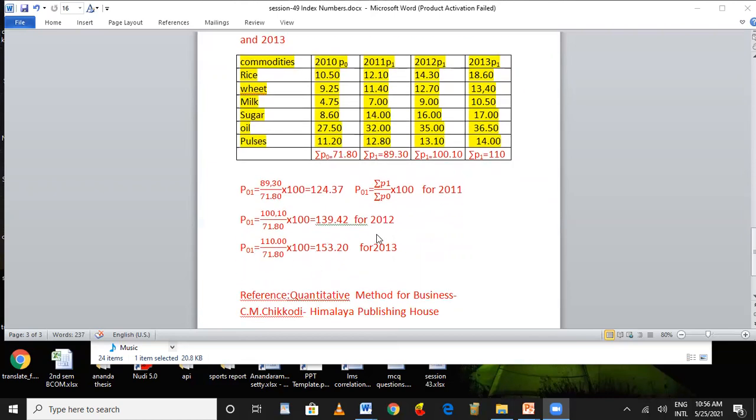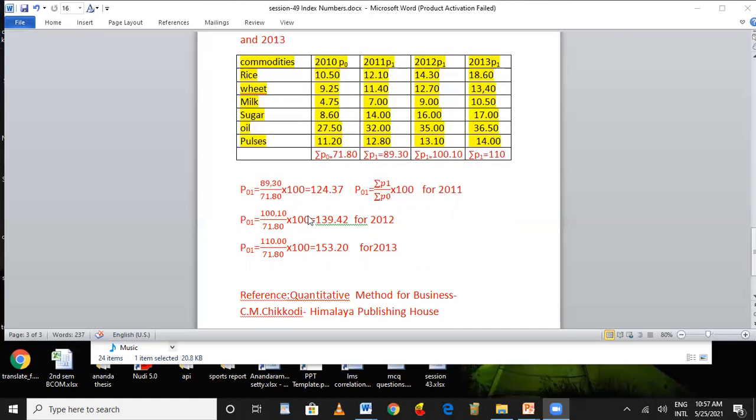P01 for 2012: for that, we have to consider sigma P1. The P1 total for 2012 is 100.10, whereas the P0 total is 71.80. If you divide 100.10 by 71.80 and multiply by 100, it comes to 139.42 for 2012.